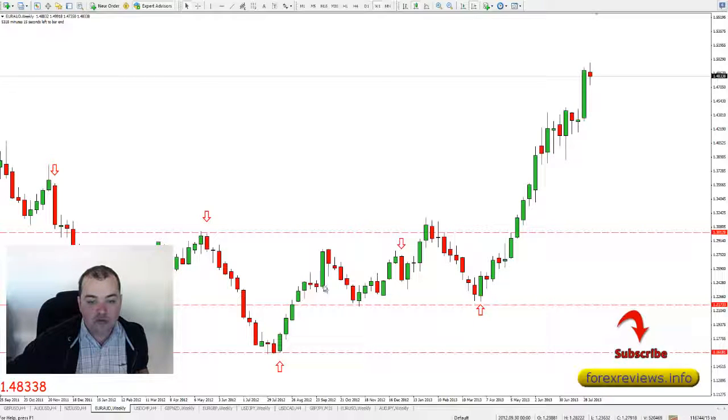Or you can hold out until, this is another system you can use, you just keep putting your stops below the weekly candle until eventually the weekly candle is broken. And that's a very simple strategy to abide by.